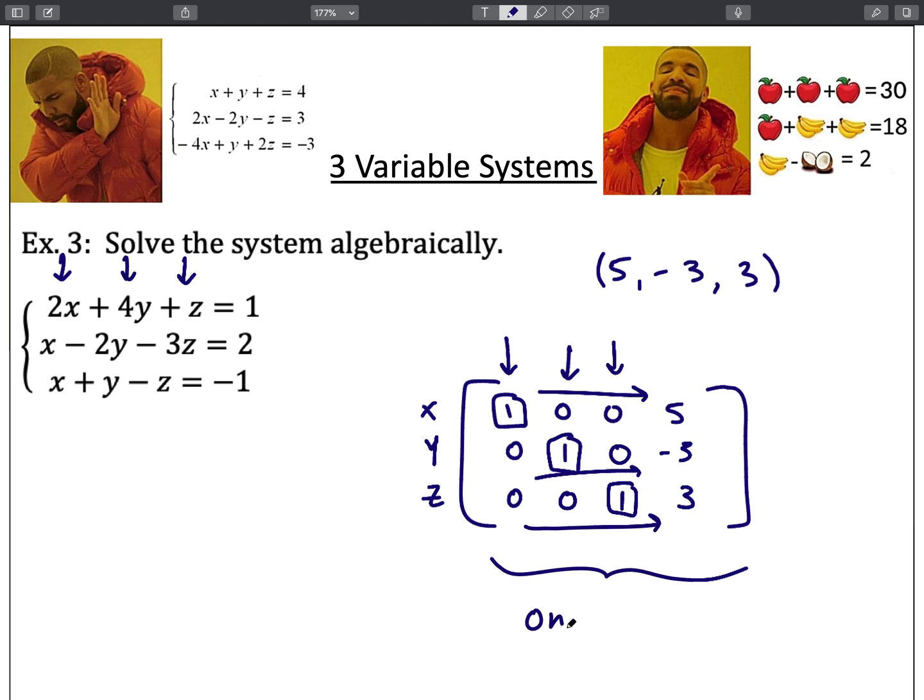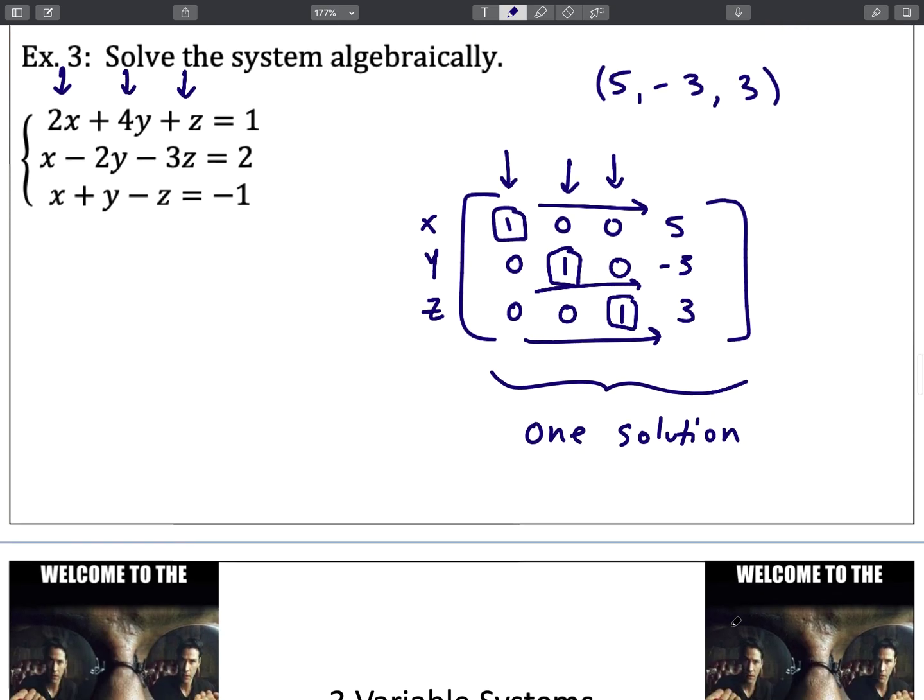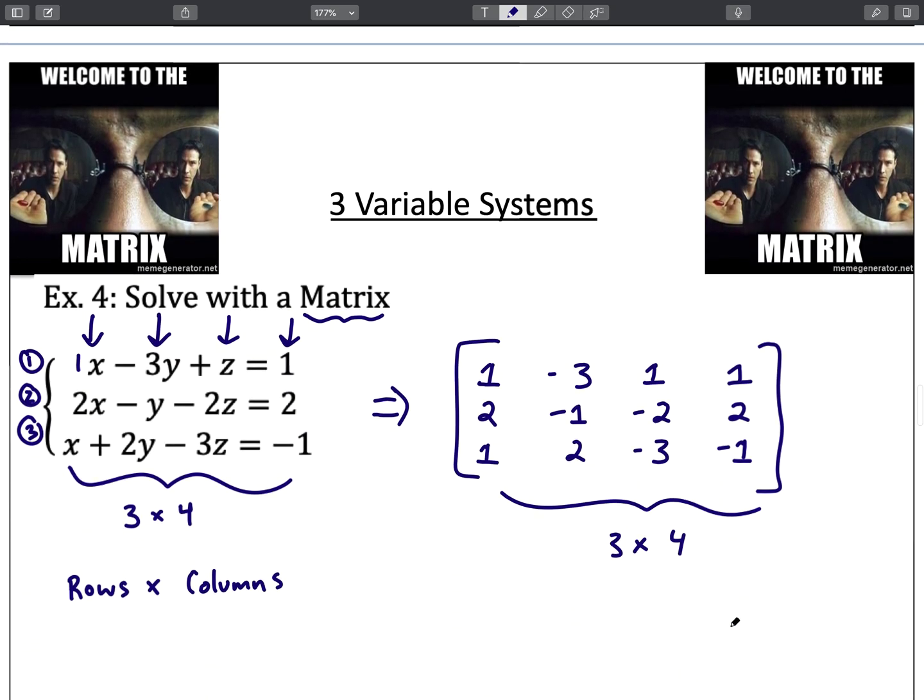So we know that if we got something like this, this would be one solution on the calculator. If we got a final row with zeros and ones, then that would be no solution. And if we got a final row with all zeros, then that would be infinitely many solutions.